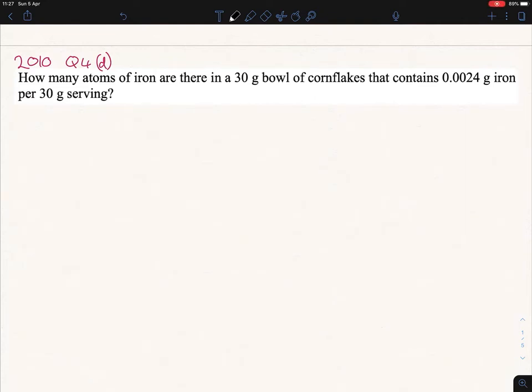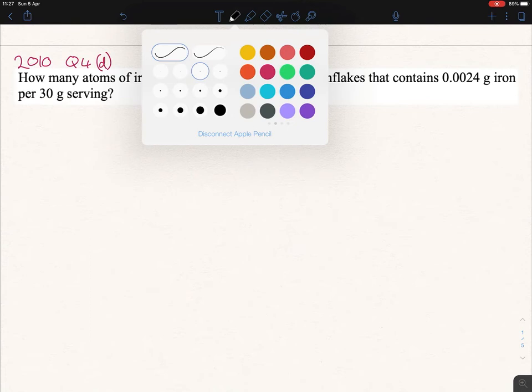Hi everybody, so we're looking at 2010 question 4d and we're asked to figure out the number of atoms in a bowl containing X amount of iron in a 30 gram serving. So write out your formula first. We're looking for the number of atoms.